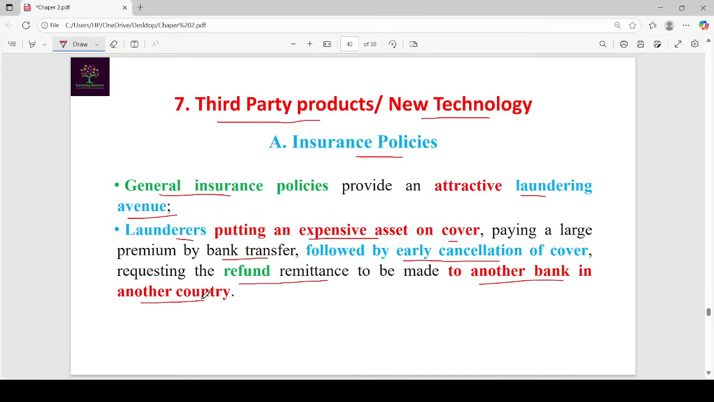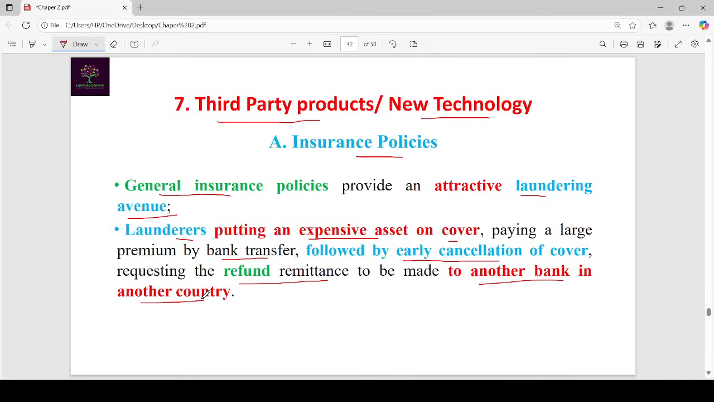After that, in an early period, they immediately cancel that insurance coverage and request a refund of the insurance premium amount, and they also request that the refund be made to another bank in another country. First they pay the premium from one bank and request the refund to another bank in another country. So this method is used by money launderers for conversion of their illegal money into legal money.